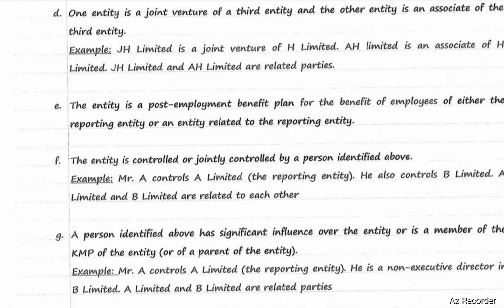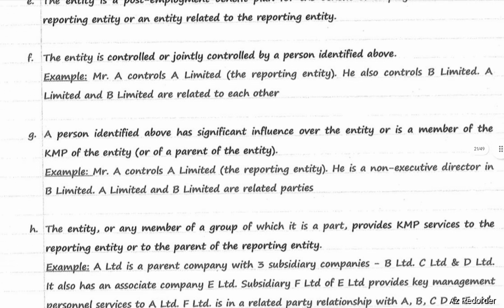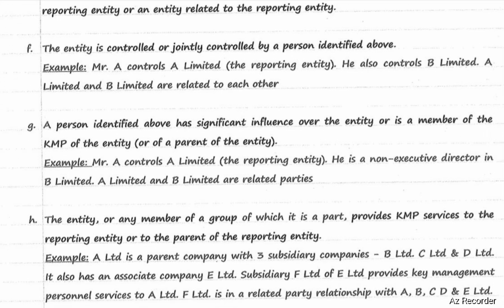Next one, the entity is a post-employment benefit plan for the benefit of employees of either the reporting entity or an entity related to the reporting entity. Next, the entity is controlled or jointly controlled by a person identified above. For example, Mr. A controls A Limited, the reporting entity. He also controls B Limited. Here, A Limited and B Limited are related to each other.